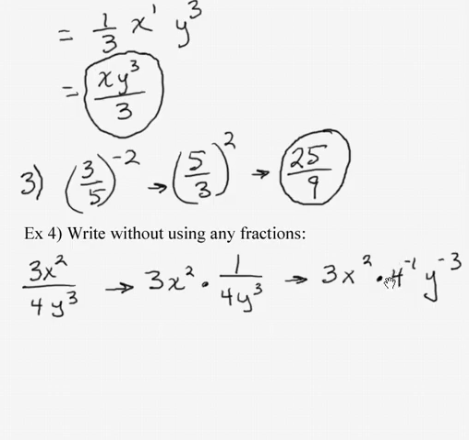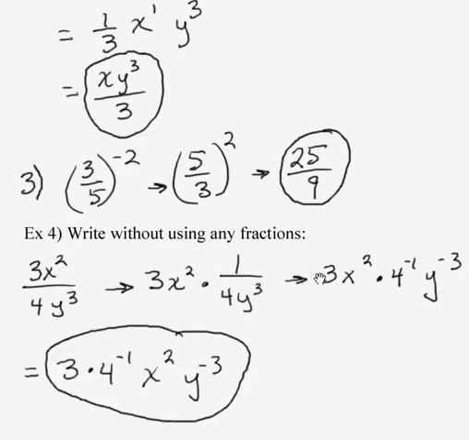Because remember, when you have a base raised to a negative exponent, that means take the reciprocal. So to go backwards, if we have 1 over 4, that's 4 to the negative 1 power. 1 over y to the third is y to the negative third power. And if we simplify that, we have our answer. We have 3 times 4 to the negative first power times x squared times y to the negative third power.